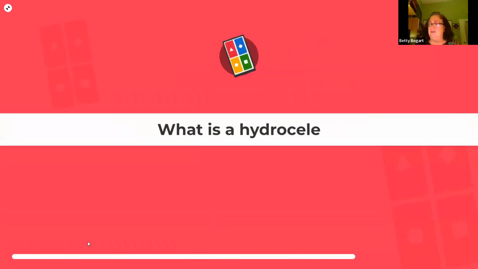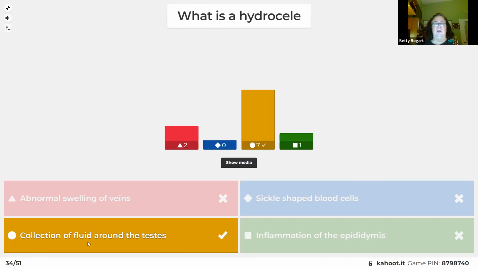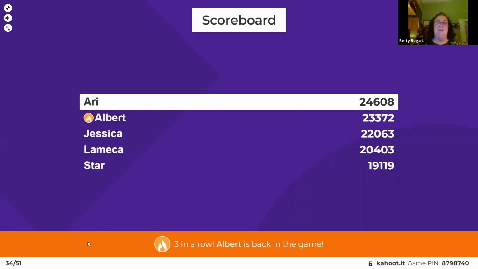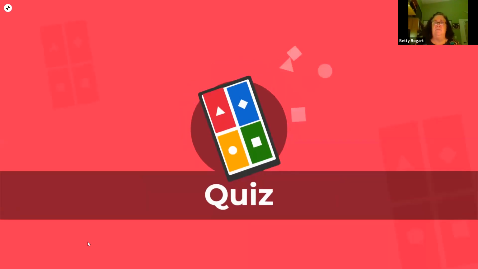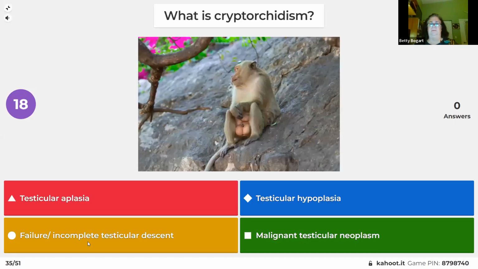What is a hydrocele? So a hydrocele is just water in the testes, and it is painful. And sometimes it will cause an incontinent moment, and then the pain is what clues them. Antibiotics, is it?